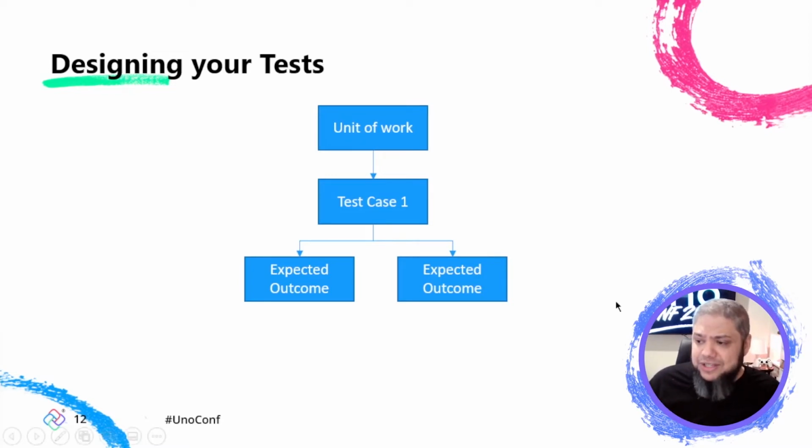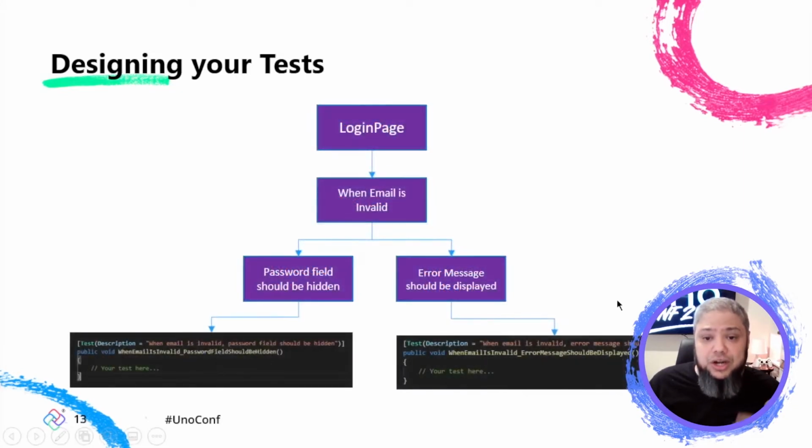So how does this translate into our UI? Each unit of work should represent a page in our UI. Inside our page, we want to identify every possible interactive action that we can take on the page and write tests accordingly, writing one test for every specific outcome.